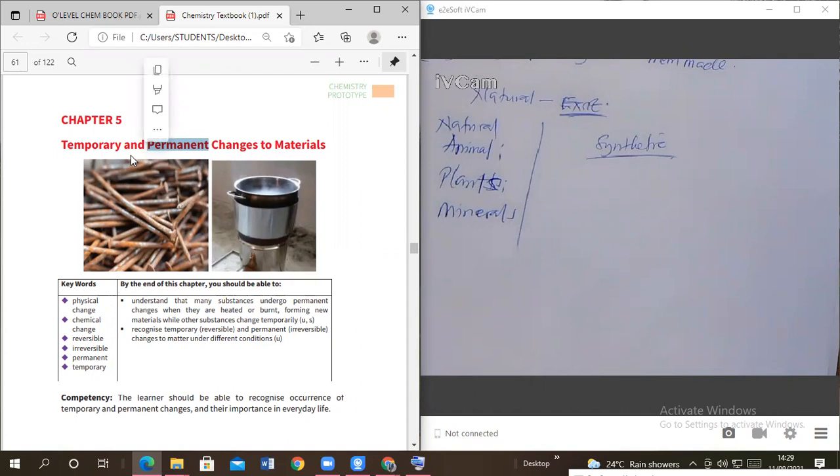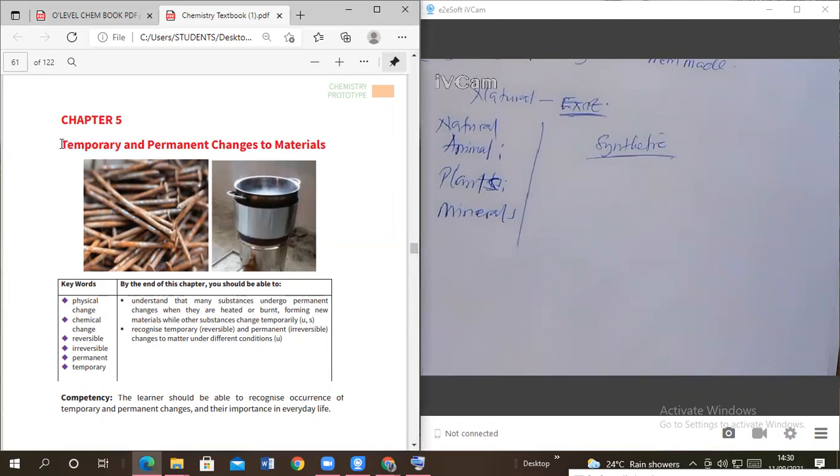Have you ever heard of those two changes? When they say something is a temporary change, what does it mean? It means it stays for a short time. It changes to another state for a certain period of time, then it changes back to its normal state after some period of time. Okay, that is temporary.